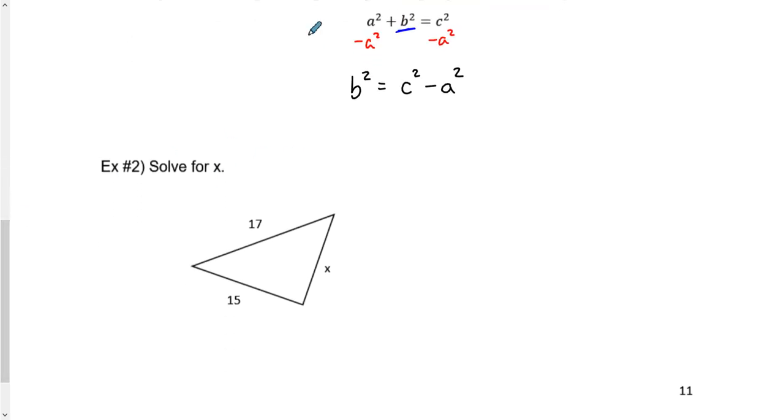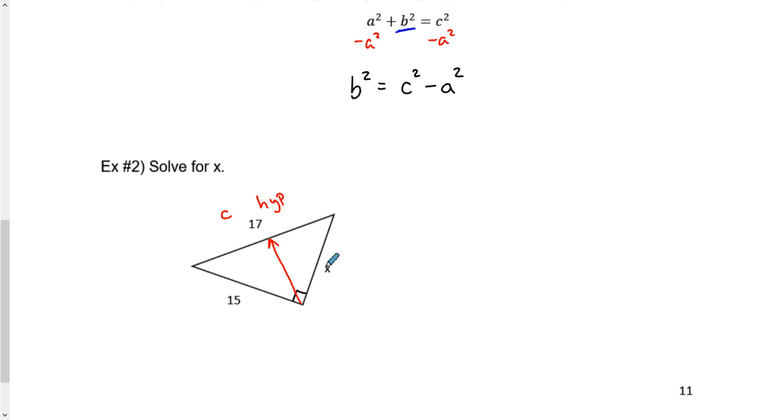So now let's talk about solving for x. And once again, I really do need to put this right angle in here. Identifying where that hypotenuse is probably going to be your saving grace. That's our hypotenuse. Our hypotenuse is always c.